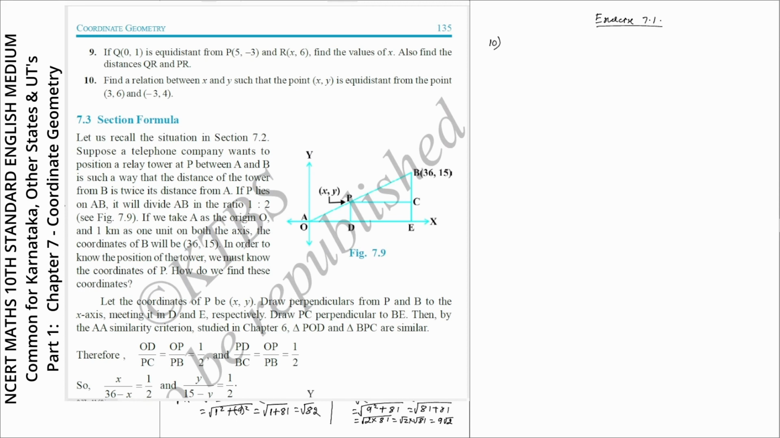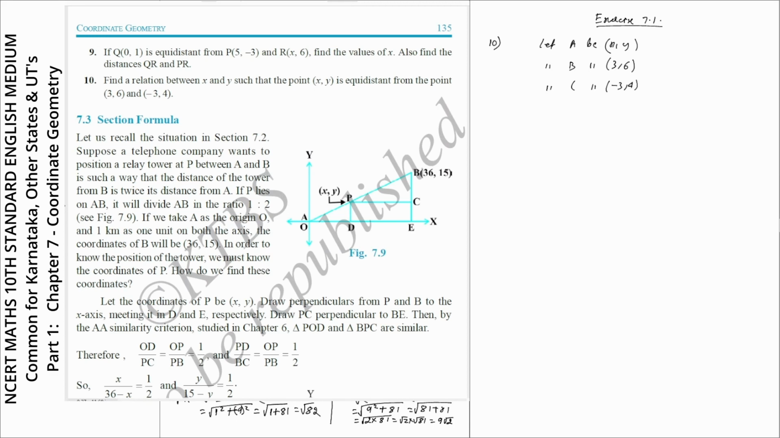Exercise 7.1, question number 10. Find a relation between x and y such that the point x comma y is equidistant from the points 3 comma 6 and minus 3 comma 4. So let A be x comma y, I will take B to be 3 comma 6, and I will take C as minus 3 comma 4.